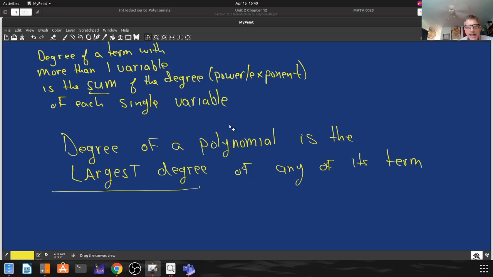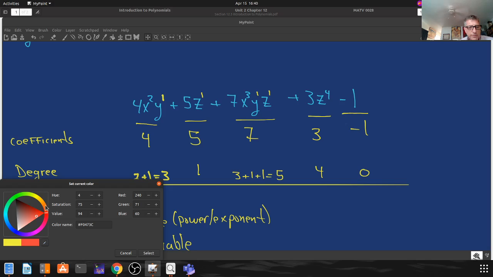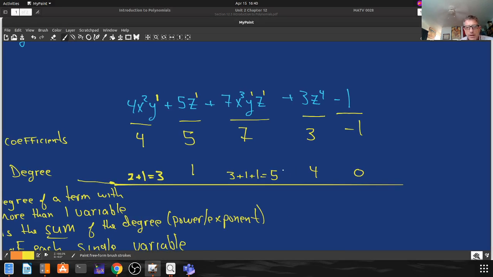So let's go back. So the degree of this term is 3. This is a polynomial in the variables x, y, and z. And the degree of the first term is 3. The second term 1. The third term 5. The fourth term 4. And the last term, the constant term, 0. So the degree of this polynomial is the largest of those numbers. So this is a degree 5 polynomial.